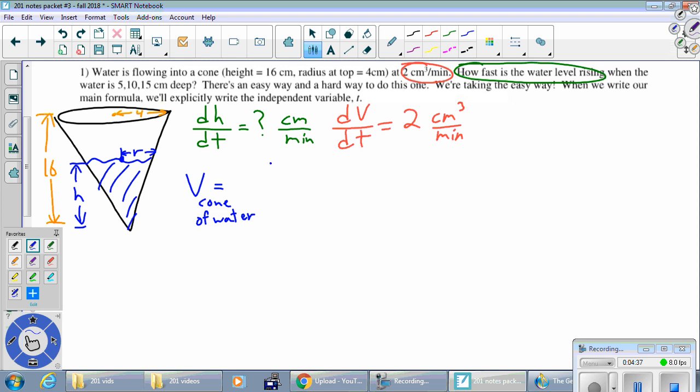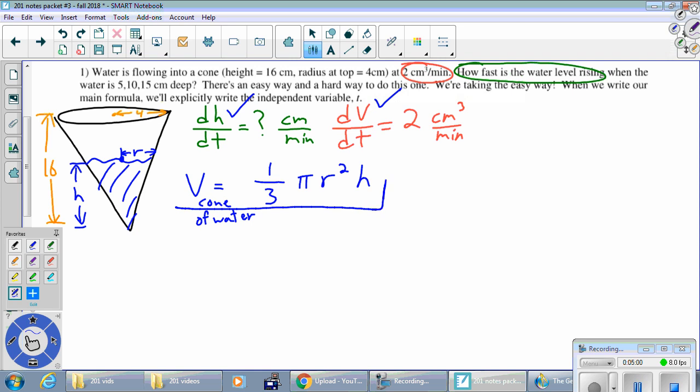So the volume of a cone is 1/3 pi r squared h, where r is the radius at the top of the cone and h is the height of the cone, the entire height. Okay, so there is our relationship, and we are trying to get our hands on dH/dt, and we know something about dV/dt, so it sure feels like taking a derivative of both sides of this equation is a good place to go, because that will give us something with the dH/dt in it, and it will also give us something with the dV/dt in it.